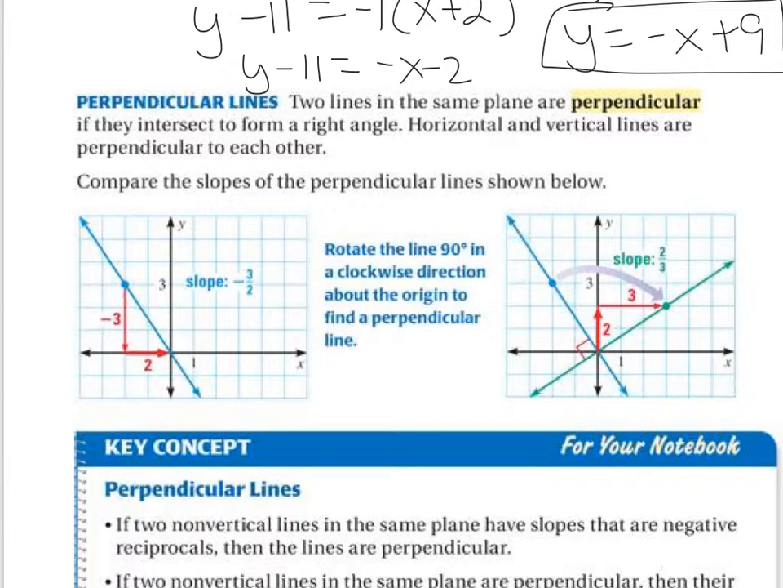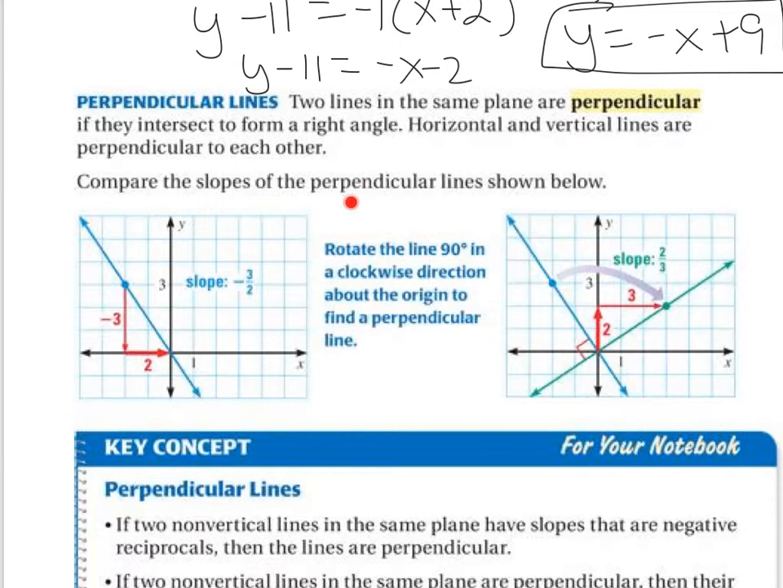Alright, so parallel lines have the same slope. So what does that mean for perpendicular? Okay, it means two lines in the same plane are perpendicular if they intersect to form a right angle. Okay? So if you look down here, see how these are the blue line and the green line, they are intersecting at a right angle. Okay? Horizontal and vertical lines are perpendicular to each other.